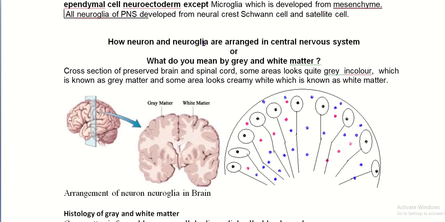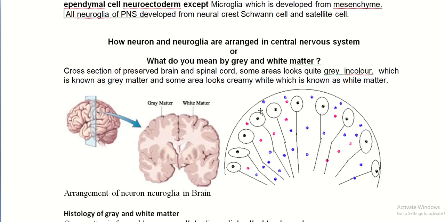Now, how do neurons and neuroglia arrange within the central nervous system, or what do you mean by the gray and white matter of the nervous system? This is the cross section of the brain, the outer gray matter and inner white matter. So what do you mean by gray matter and white matter? You know the nervous system is formed by two types of cell, neuron and neuroglia, and blood vessels. So in all parts of the nervous system you can find blood vessels and neuroglia.